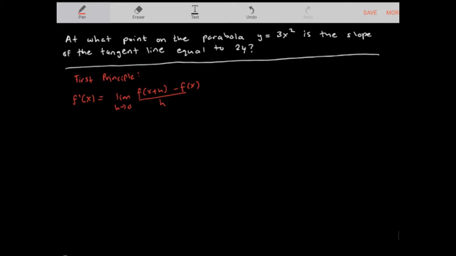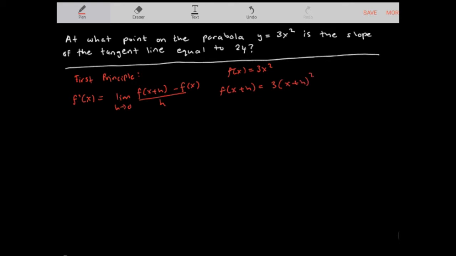You can notice here that as h approaches 0, this expression becomes undefined, so we need a way to cancel out the h on the denominator. To do that, we need to simplify the numerator until we get a common factor of h, and then we can cancel it out. My function here is 3x squared. On my numerator, I need to first figure out what f of x plus h is. If I plug this in, you get 3 times x plus h squared.